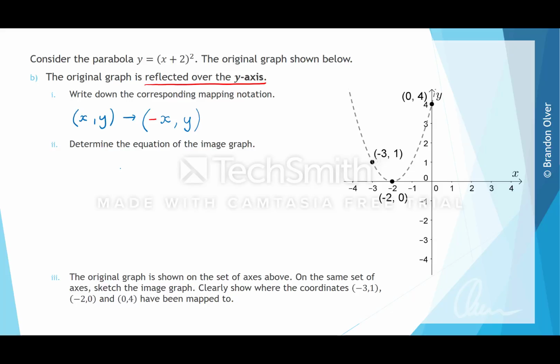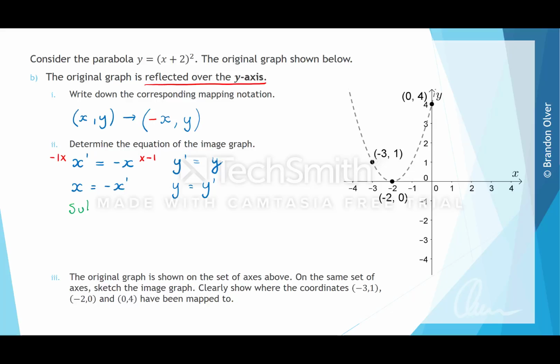For part 2, we want to determine the equation of this image graph. We're going to have two equations generated from our mapping notation. The first equation says that x dash, the transformed x value, is equal to -x. The second equation says that y dash is equal to y. The next stage is to solve for the non-dash terms. For the first equation, I'm going to multiply both sides by -1 to get x by itself. This will give me x equal to -x dash. The second equation already has y by itself, so that is y equal to y dash.